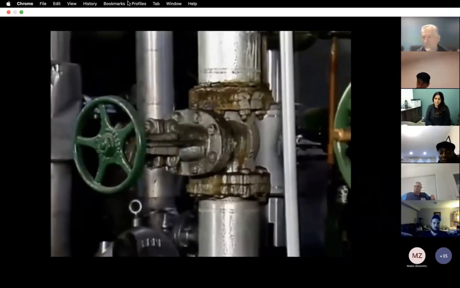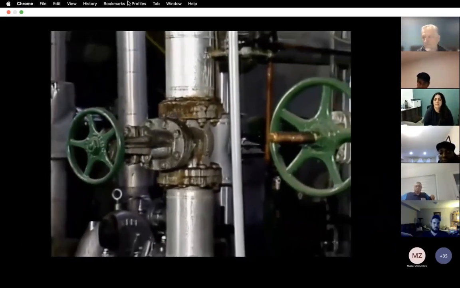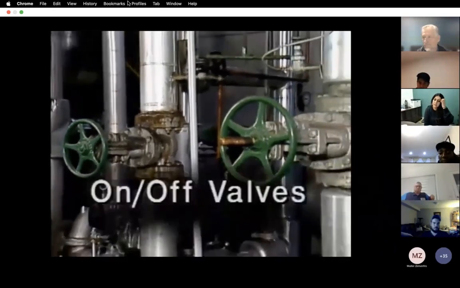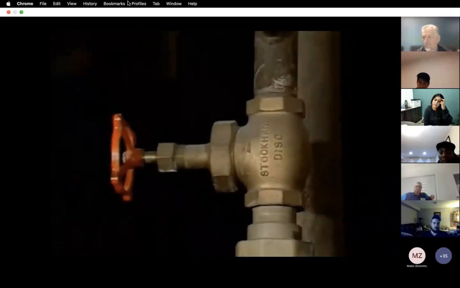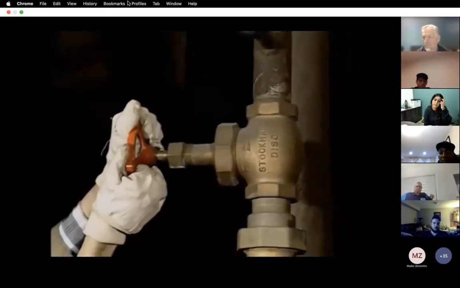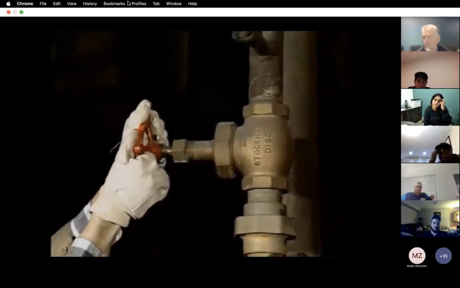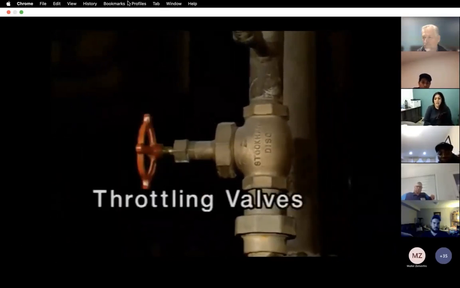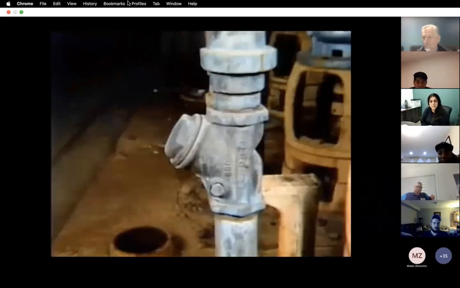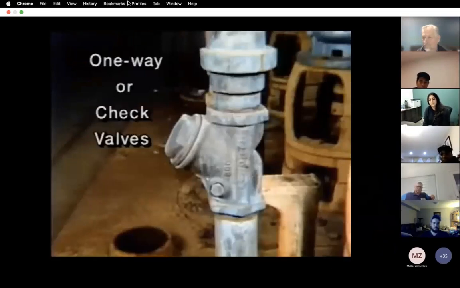Many valves operate in either the fully open or fully closed position. These kinds of valves may be referred to as on-off valves. Other valves regulate or throttle fluid flow. This can be done by partially opening or closing a valve. Valves that operate in this way are called throttling valves. Some valves may allow fluid flow in only one direction. These valves are called one-way valves or check valves.